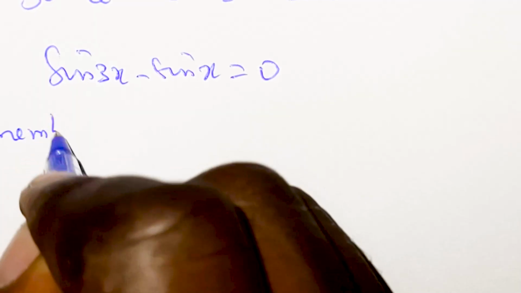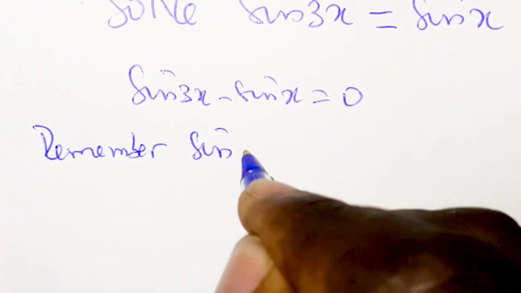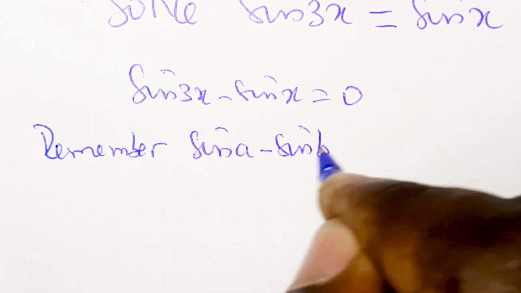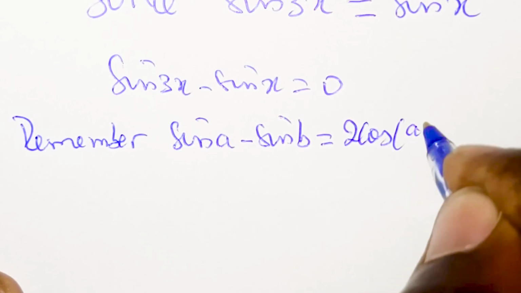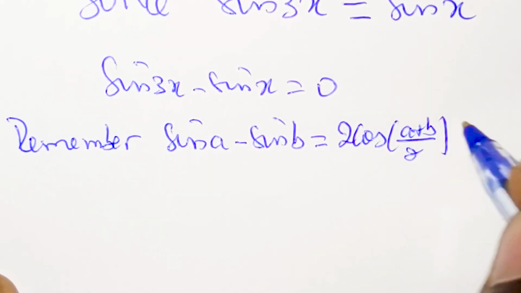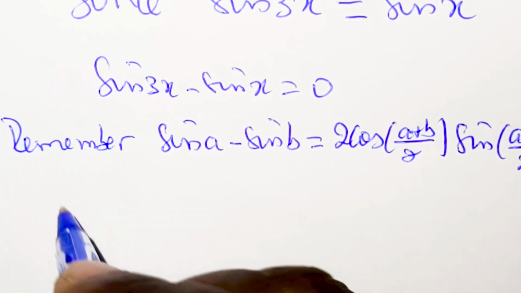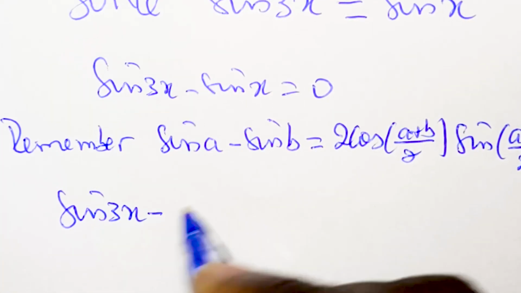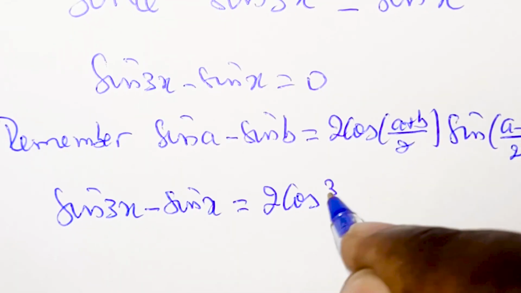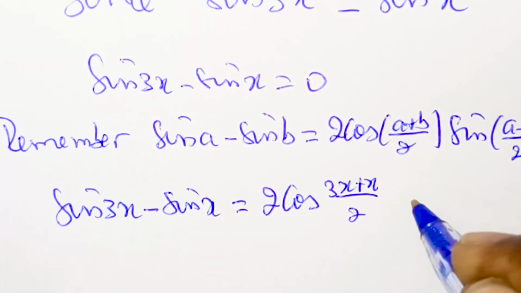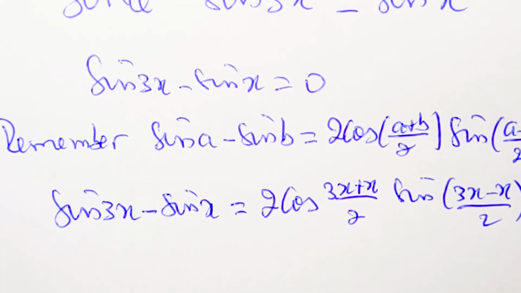Remember that sine A minus sine B is equal to 2 cosine of (A plus B) over 2 times the sine of (A minus B) over 2. Now, sine 3x minus sine x must be 2 cosine of (3x plus x) over 2 times the sine of (3x minus x) over 2, guys.